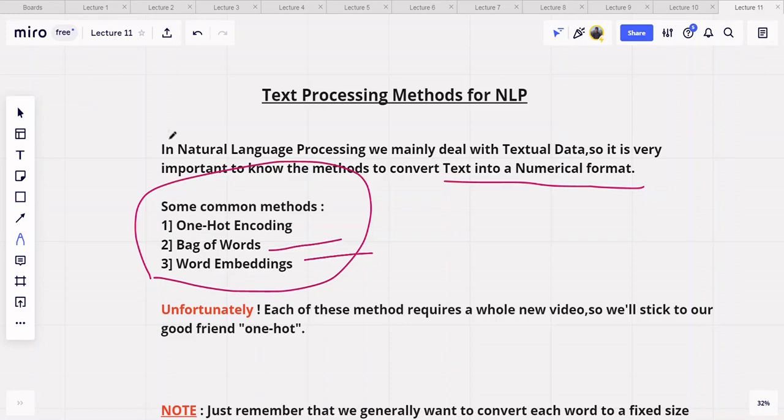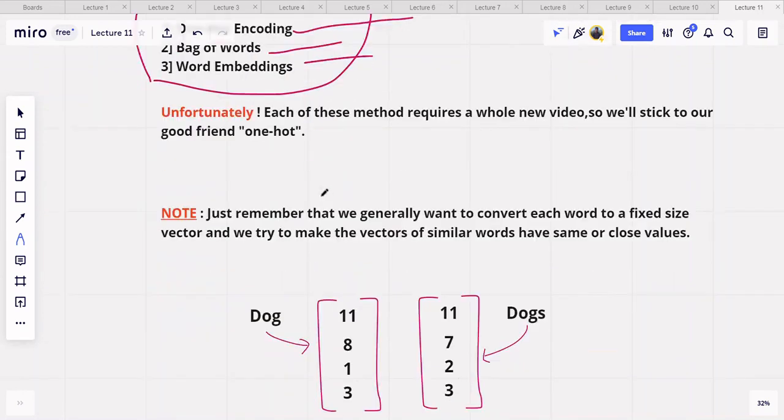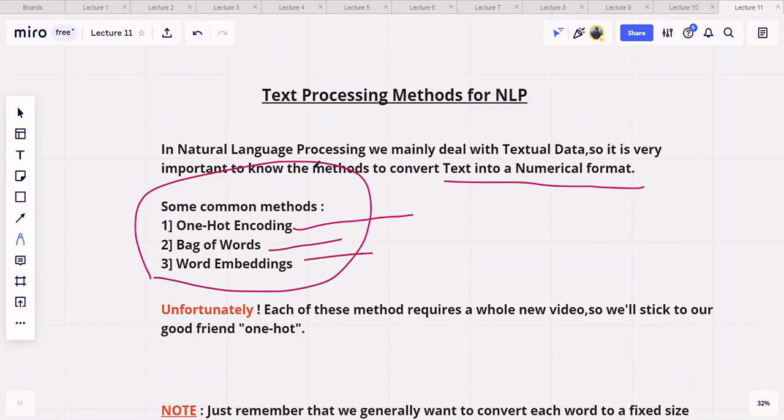In terms of natural language processing, I would recommend that you spend more time learning about these various methods. Now these three are not the only methods, there are also a lot of other methods, but each method will take its own video, so we won't cover all of them. What we'll do is cover one hot encoding, which we have already seen in our previous videos. We'll see how we can convert text into vectors using one hot encoding.